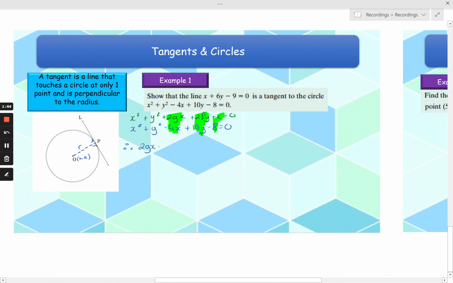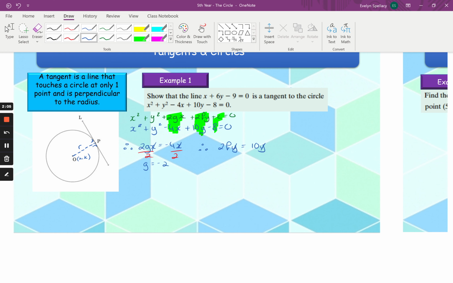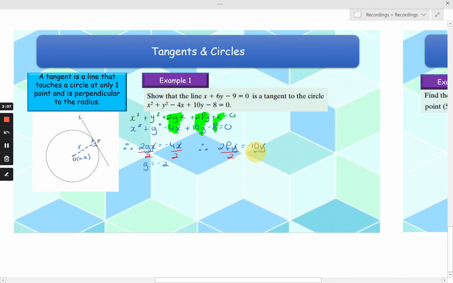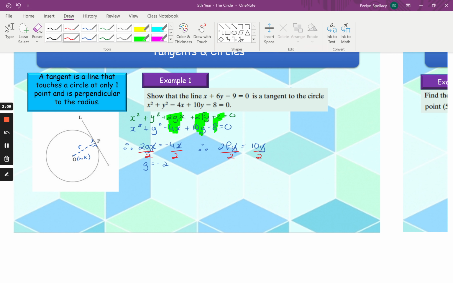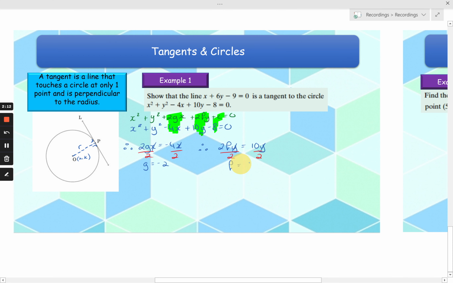So if 2gx is equal to minus 4x, I see my x's cancel on both sides, and I'm going to divide both sides by 2 to get g. When I divide both sides by 2, I get g is equal to minus 2. Now I do the same thing for f. So I have 2fy is equal to 10y. My y's cancel on both sides, and I'm going to divide both sides by 2, which means I get f is equal to 5. C is a bit more straightforward, where it's just directly related, so we get c is equal to minus 8.